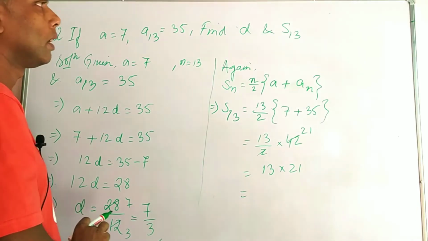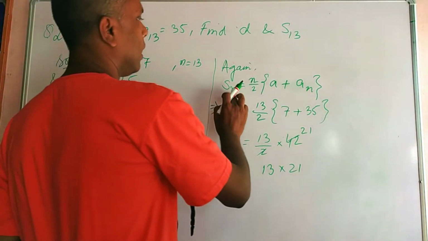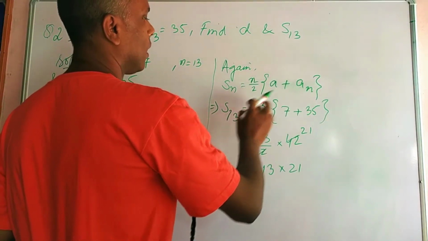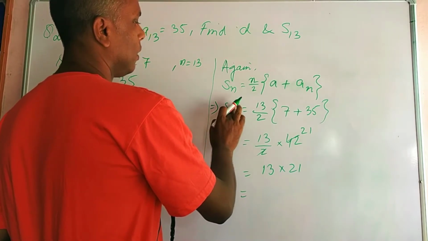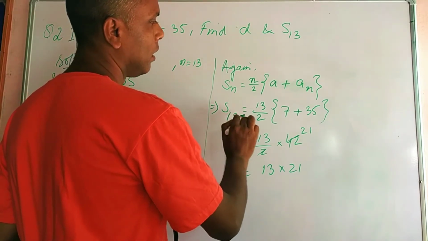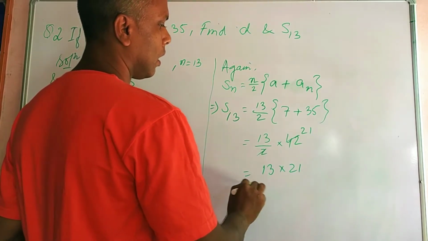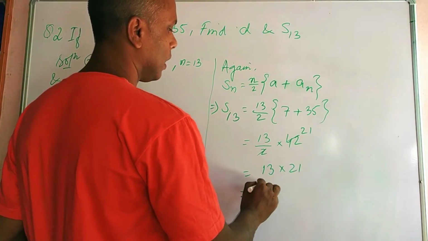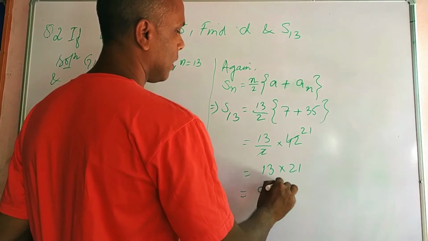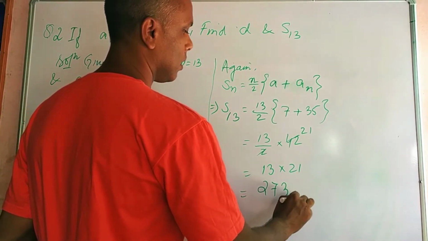Again, we have to find S13. We use the second formula, Sn equal to n by 2 (a plus an). So we shall find S13. We put the values, we calculate it, and after multiplication we get 273, which is the required answer.